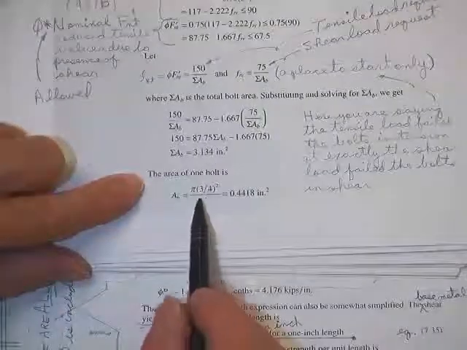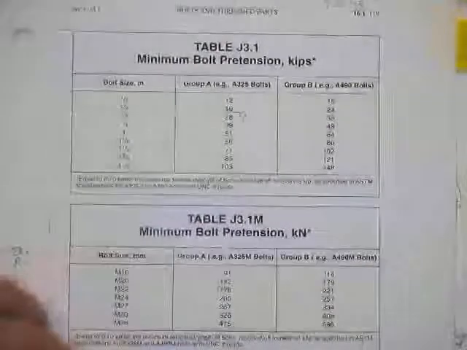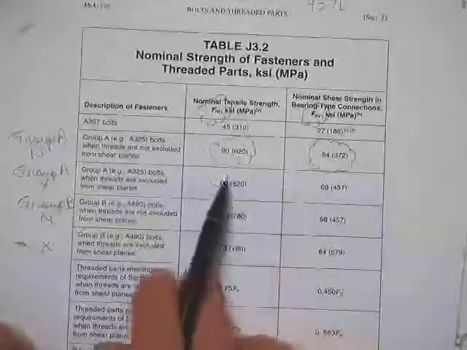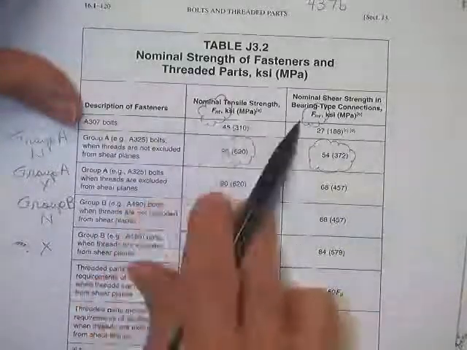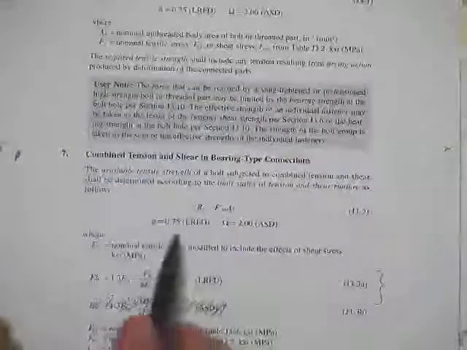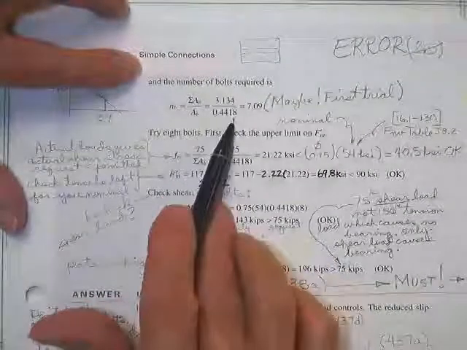Since the area of one bolt is pi d squared over 4, then I can tell you that you need, there was that minimum bolt pretension table. And I can tell you that you need, here's how much shear stress we put in those permitted numbers. Here's the tension strength, 0.75. Here's that equation again. Must have thought I lost those pages. Oh, come on. Here we go. And therefore, the number of bolts required is you need that much total. You get that much per bolt.